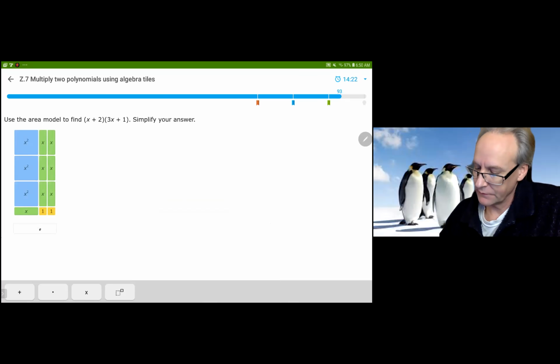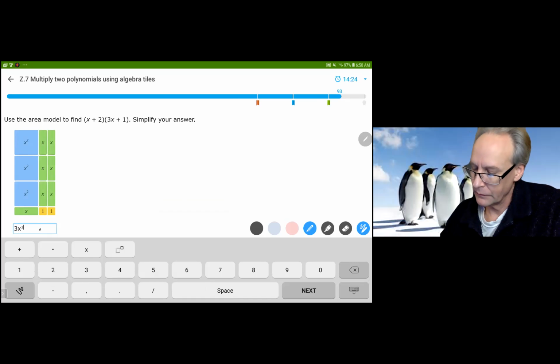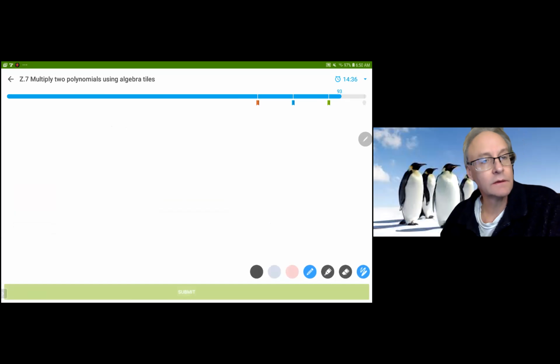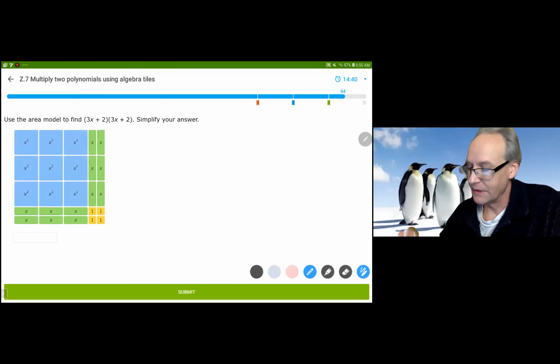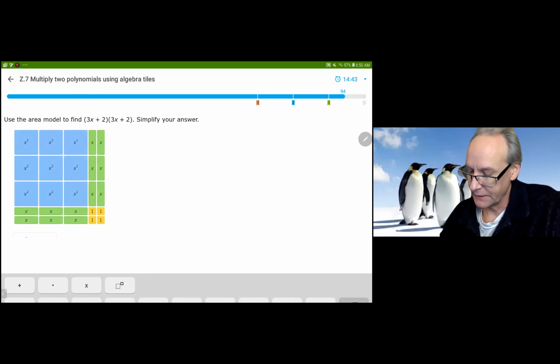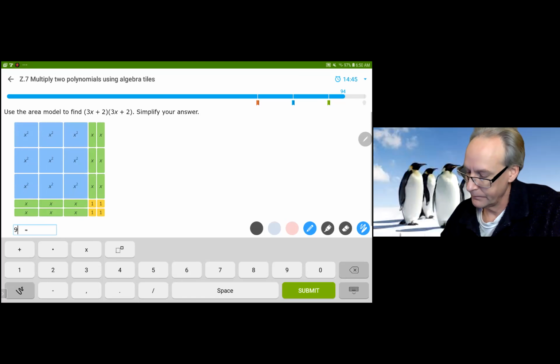We've got a 3x squared plus 7x. There's 6 and 1 more, plus 2. And there's good practice there. You can see it. Ooh, a big one. We've got a 9x squared this time. And then we've got 6x, and 6x makes 12x. And we have a plus 4.